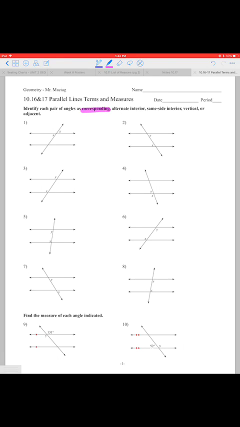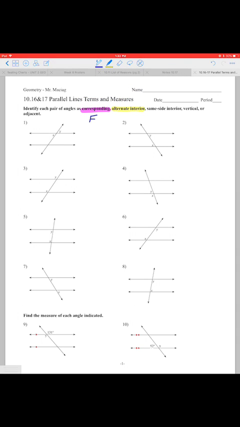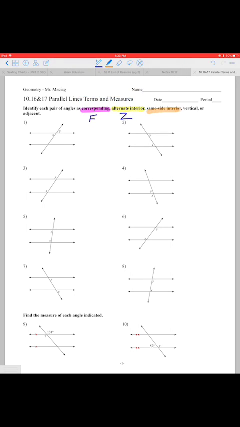For corresponding angles, that means they form that F shape in our parallel lines. They are matching locations. Alternate interior means they form the Z shape in our parallel lines. That means they are still inside the parallel lines but on opposite sides of the transversal. Same side interior form that U shape, right? And they are still inside the parallel lines, but on the same side of the transversal.